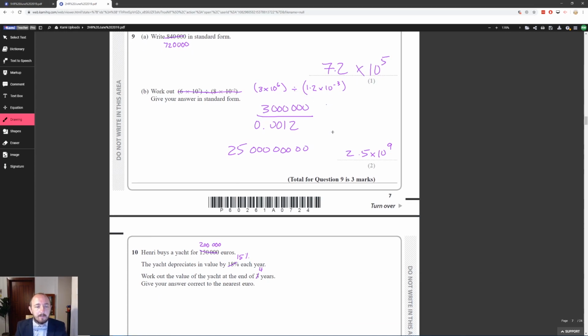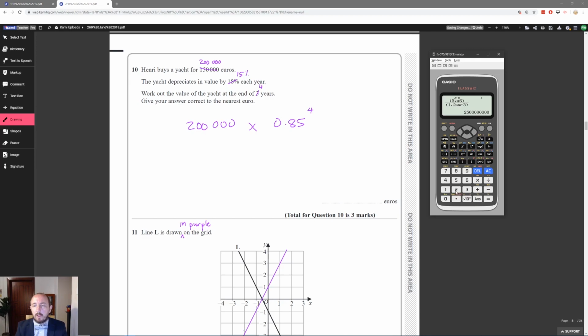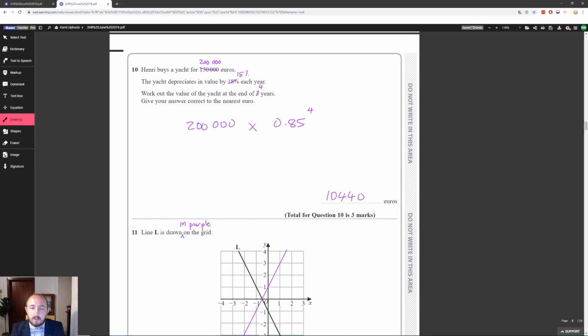So that works out. Question 10, Henri buys a yacht for 200,000 euros. It depreciates by 15% each year. Work out the value after 4 years. So we're going to times that by 1 minus 15%, or 1 minus 0.15, which is 0.85. And we raise that to the power of the number of years. So that will work this out for us straight away, like compound interest. And that is, to the nearest euro, 104,401 euros.